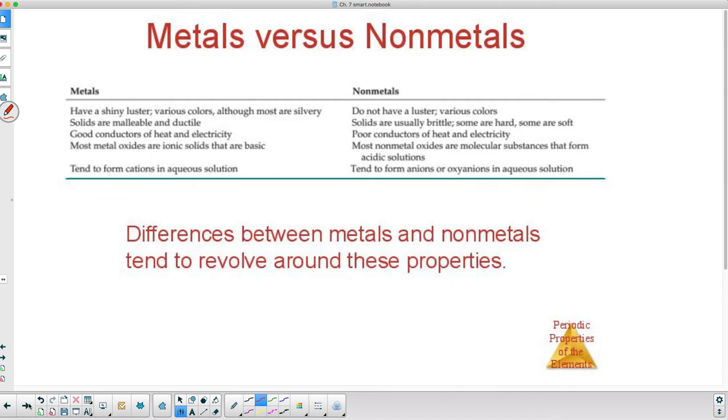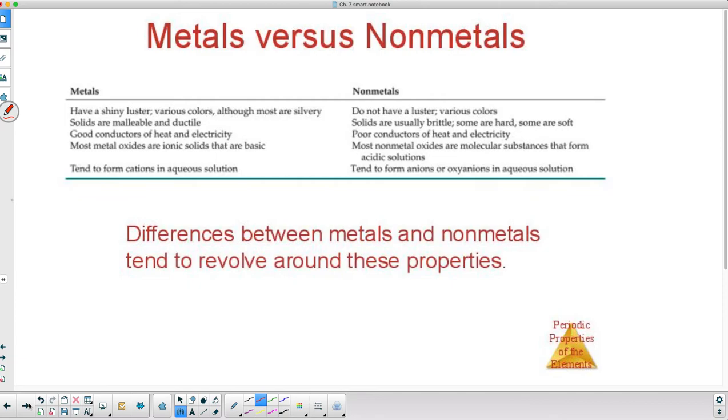Most metal oxides and ionic solids are basic. That means that when you mix a metal like sodium and oxygen together, there's a fantastic reaction, because that oxygen comes from water. That's a very well-known one we'll get into. But the sodium oxide would then be basic. So metal oxides tend to be basic. They tend to form cations in aqueous solutions.